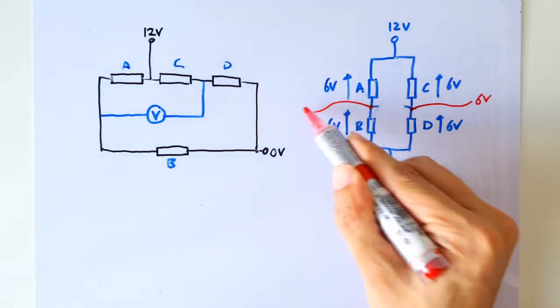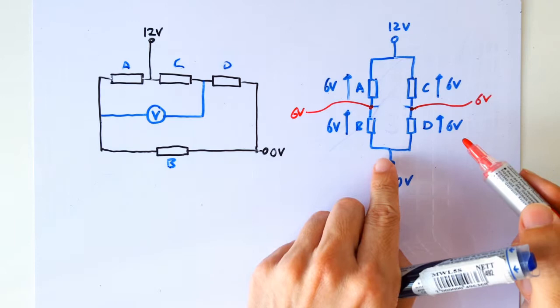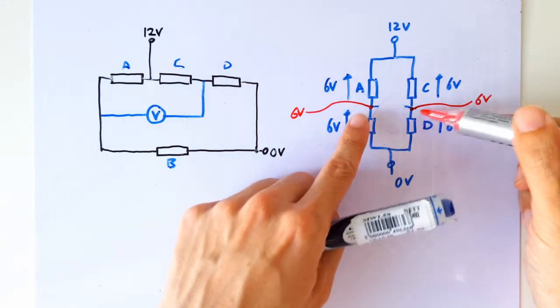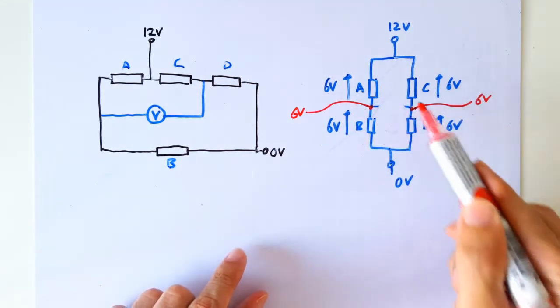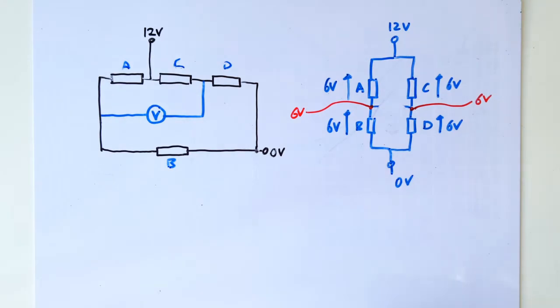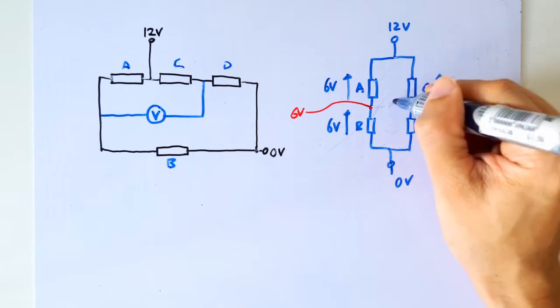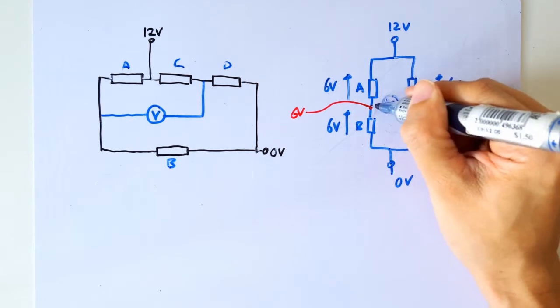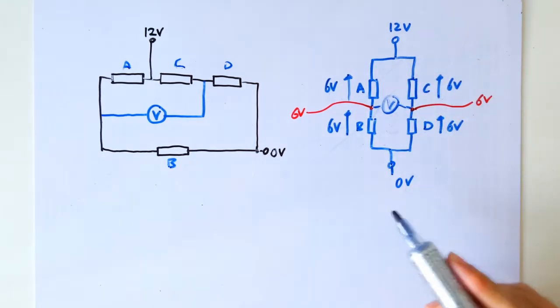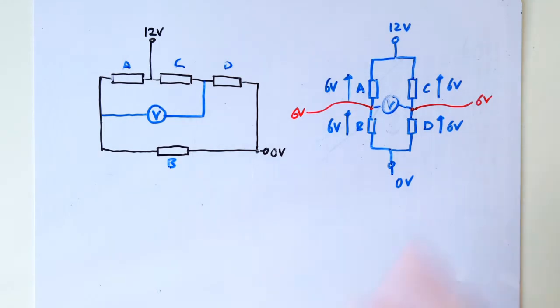Likewise, the potential here should be 6 volts, because it's 0 volts here, right? And then there's a potential difference of 6 volts, so it's 6 volt potential here and also here. This means these 2 points are at the same potential. So if you put a voltmeter here, you measure the potential difference, right? Which is 6 volt minus 6 volt, so 0 volt, because there's no potential difference between these 2 points.